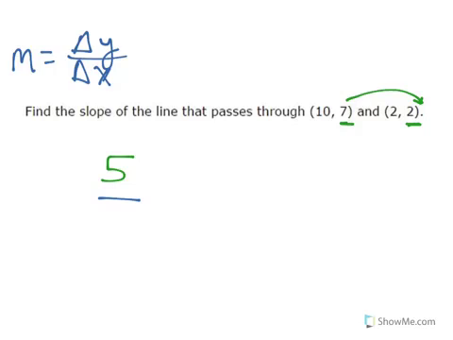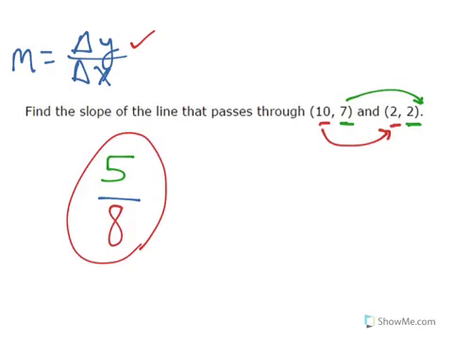Okay? Now I need to figure out my change in x. So change in y is done. Let's figure out change in x. My x is always my first value. Well, if I read from left to right to find the change in y, I'm going to find the change in x from left to right as well. So 10, the difference between 10 and 2 gives me 8. Slope always wants to be written as a fraction in lowest terms. 5/8 is in lowest terms. So that is my slope.